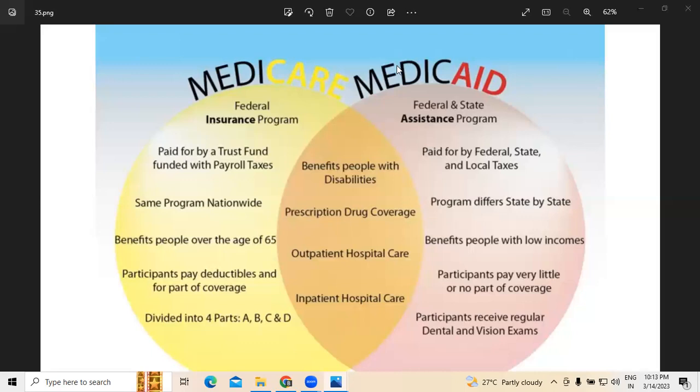At the same time, the remaining parts, A, B, C followed by A, B and followed by D, and everything will be managed by Medicare itself. This is the first thing.